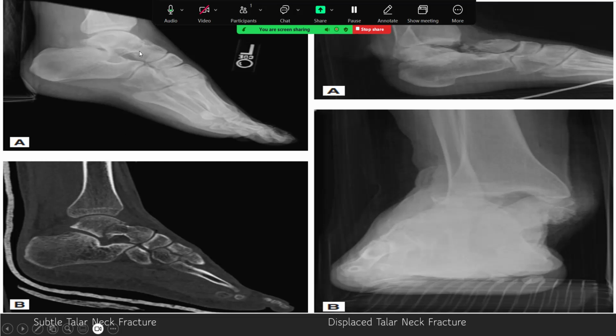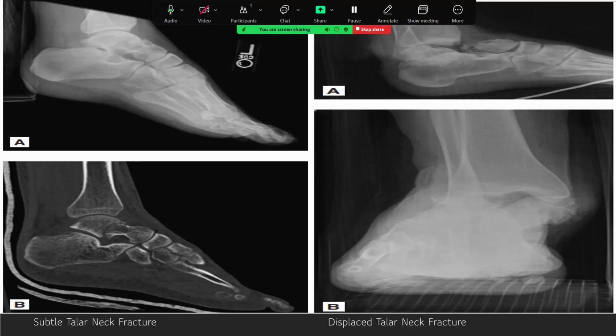So with these types of patients, generally they're unable to dorsiflex and unable to plantar flex. They have significant soft tissue swelling. There may be bruising, as you can see on this foot as well. So these are the types of patients where if you suspect something, but you can't exactly see a fracture, then there's... sorry, let me get back to that.